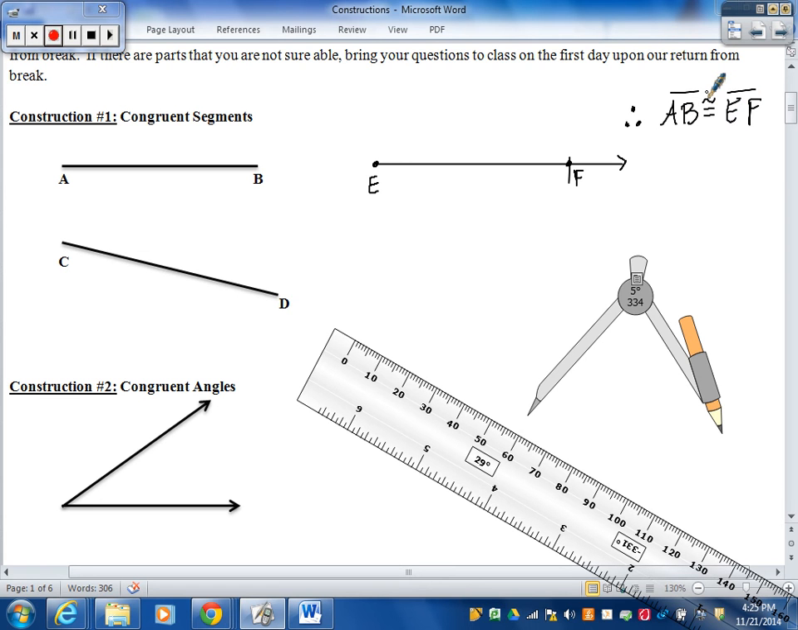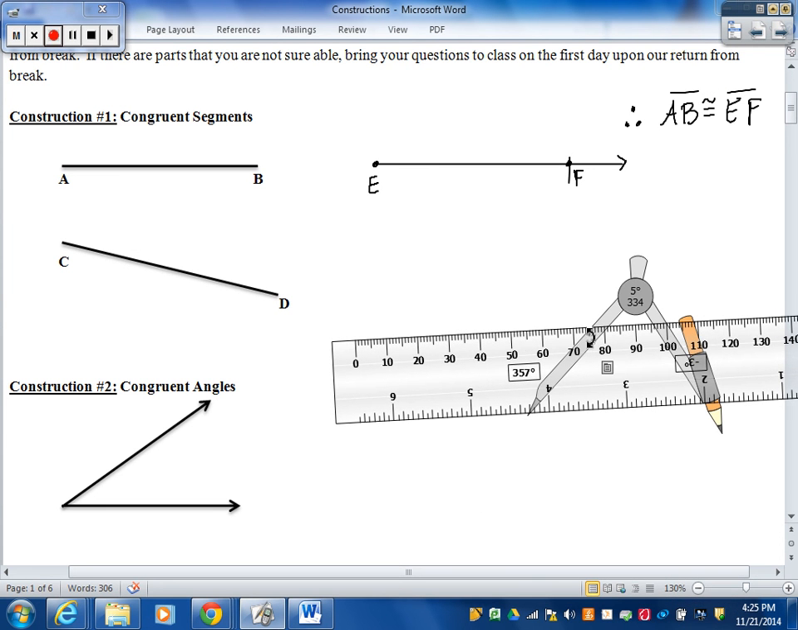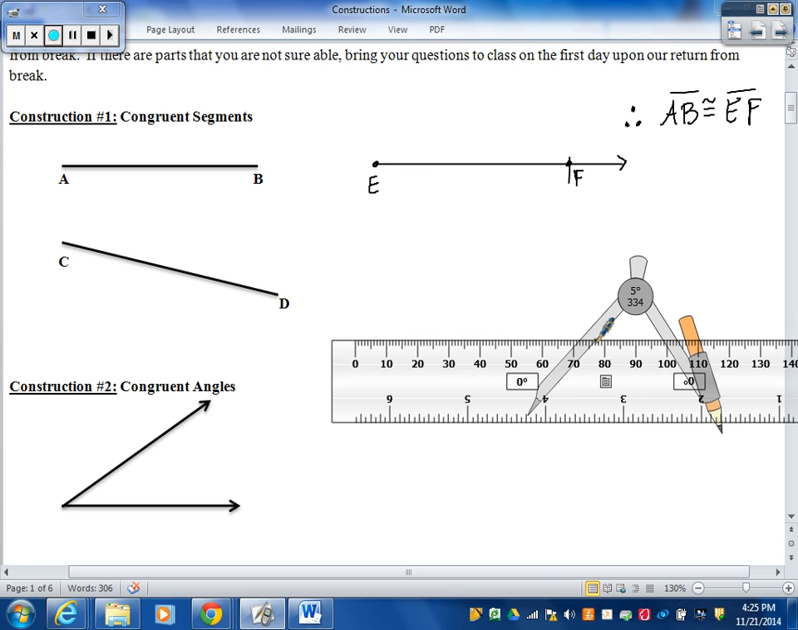If that all made sense to you, you probably want to pause the video and do the same thing with CD. The length of your next segment doesn't have to be tilted just like CD is. You can make it completely horizontal like we did the first one. The tilt doesn't matter. What does matter is making sure you have the exact same length as CD. Go ahead and do that, and I'll be waiting for you here when you're ready for the next construction.